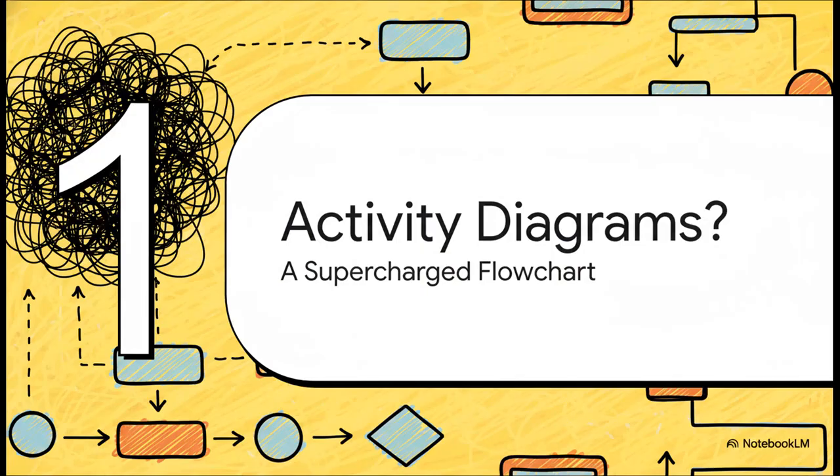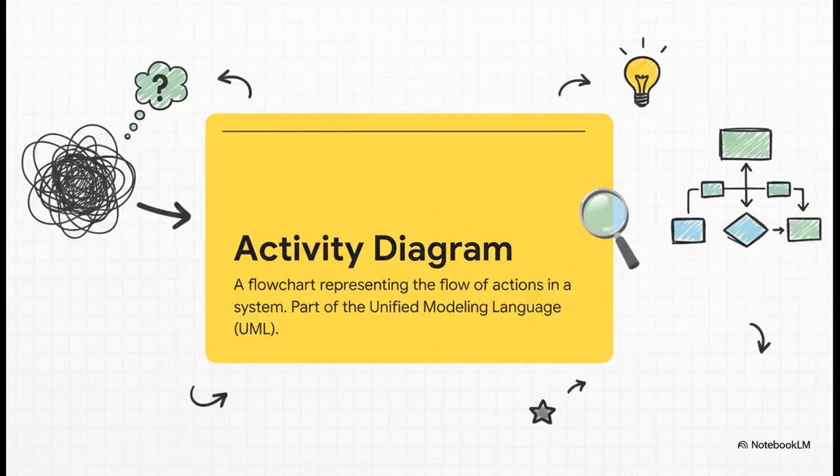So, what exactly are these things? The easiest way to think about them is like a flowchart, but a flowchart with superpowers. They don't just show a simple sequence of steps. They actually model the dynamic, moving behavior of an entire system. Now, technically speaking, an activity diagram is part of what's called UML. That's the Unified Modeling Language, which is a big deal in software design. But all you really need to know is that it's built to map the entire flow of control from one activity to the next. It gives you this complete top-down picture of a workflow, from the very beginning to the very end.